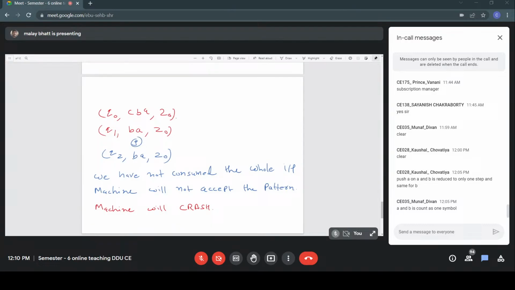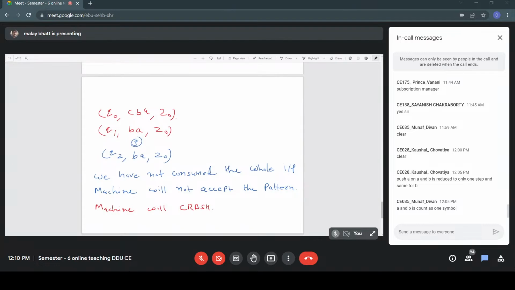Now Q1 BZ0, there is no such rule, Q1 BZ0. But we have a rule Q1 null Z0. So we'll get Q2 BA Z0.